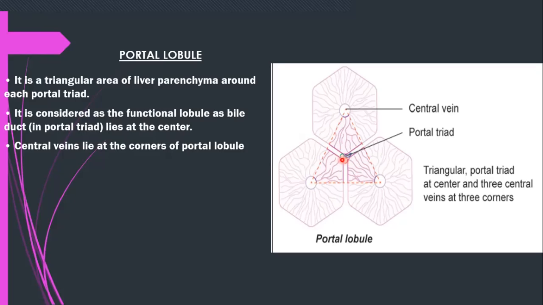So you can see this portal vein here will supply blood to the sinusoids that will be drained by this central vein, also by this central vein, and also this central vein. It is triangular with the portal triad at the center, and 3 central veins at the 3 corners. That is the portal lobule, and it is the functional lobule.